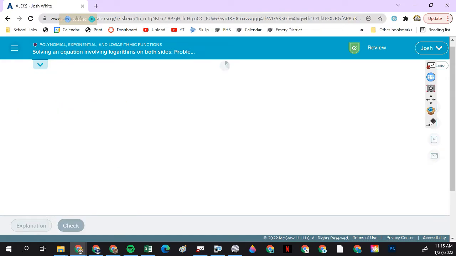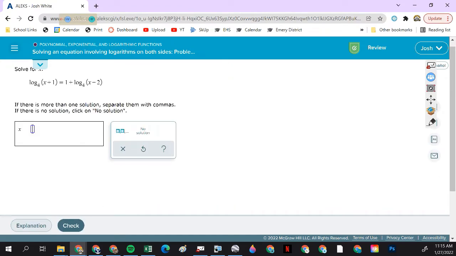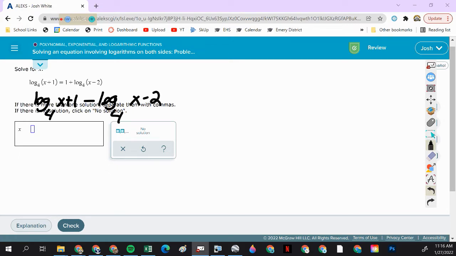Okay, same idea here. I'm going to subtract the log on the right to the other side to get them together. Log base 4 of x plus 1 minus log base 4 of x minus 2 is equal to 1. Now I can squish them together. Log base 4 of x plus 1 over x minus 2 is equal to 1.